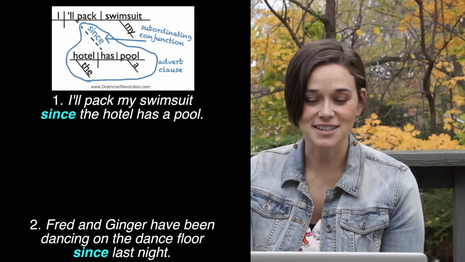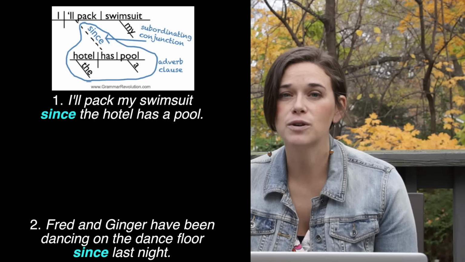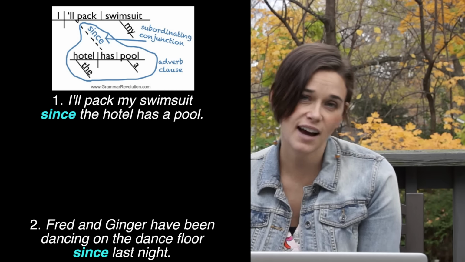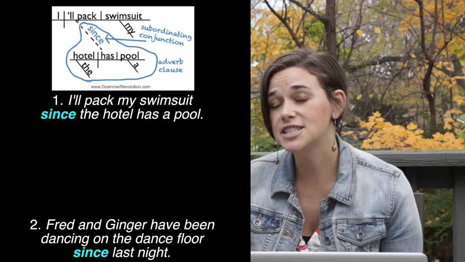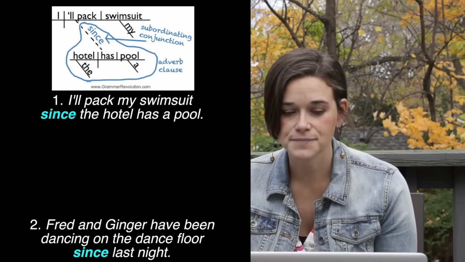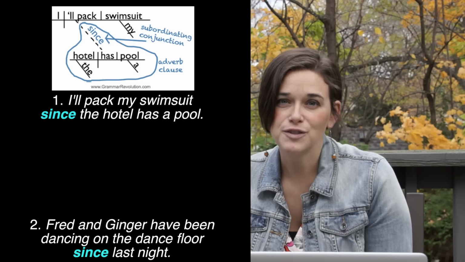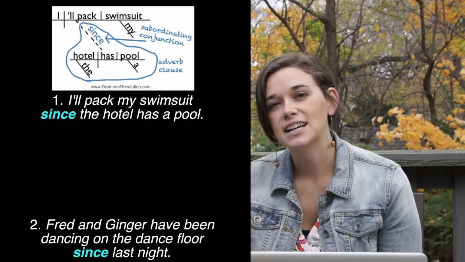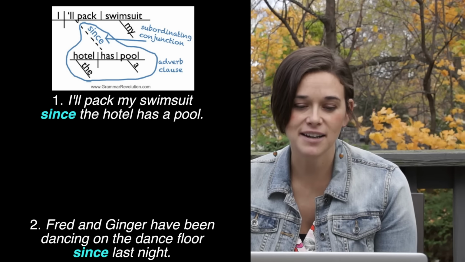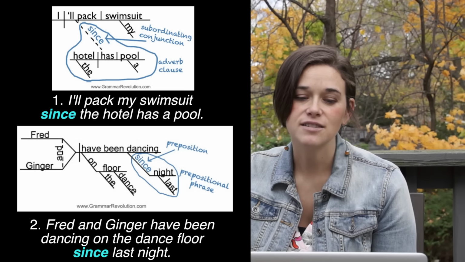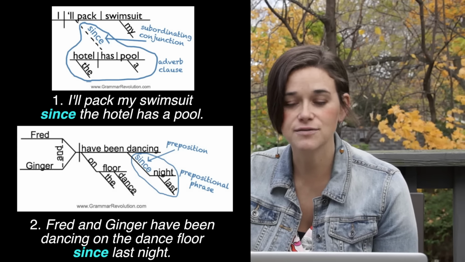Here's a diagram of that sentence. And here, the word since is followed by a subject and a verb, hotel and has. So that kind of tips us off to the fact that it's part of a dependent clause. Since the hotel has a pool is a dependent adverb clause, and since is joining it to the independent clause, I'll pack my swimsuit.